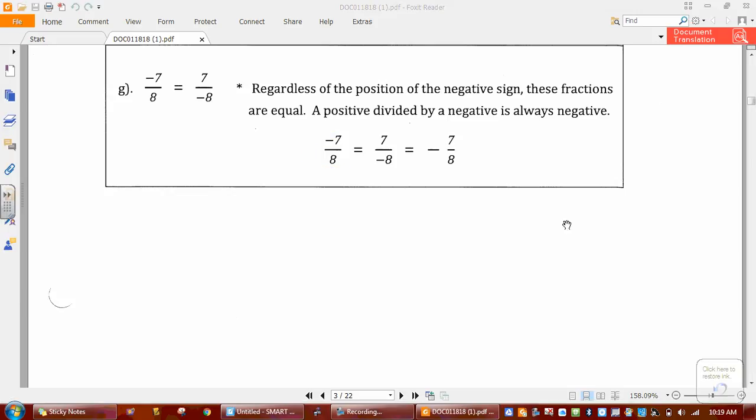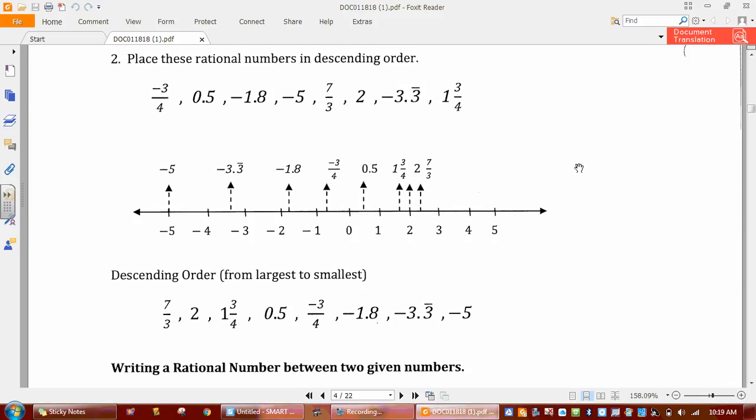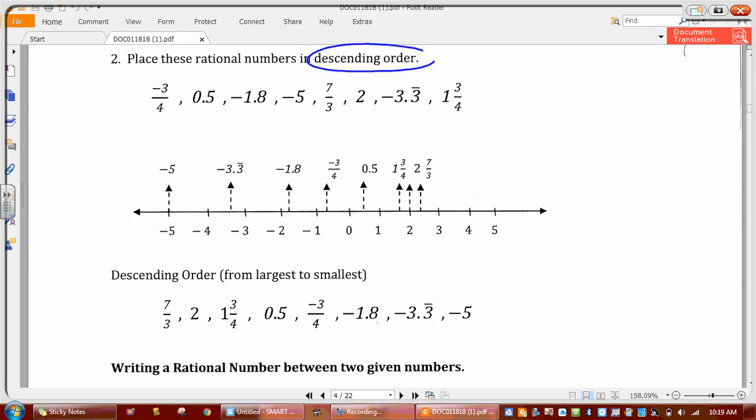All right, these ones you want to put in descending order. So this is again terminology. What does descending order mean? I want you to think about a staircase right now. Descending order. Good, biggest to smallest, because you're descending, you're going down in order. So this is big to small.